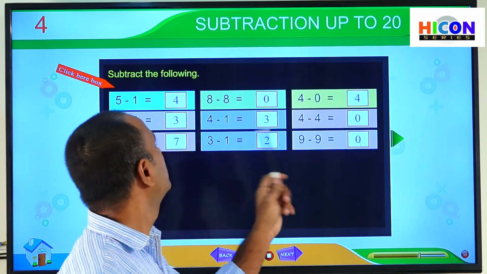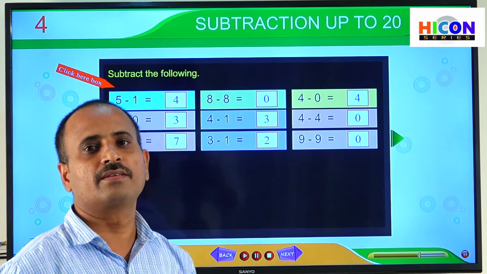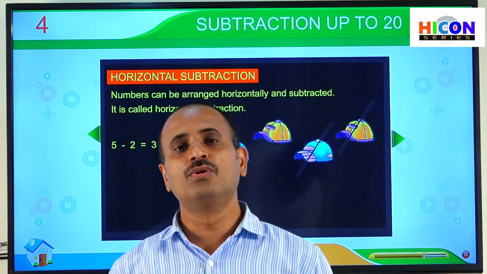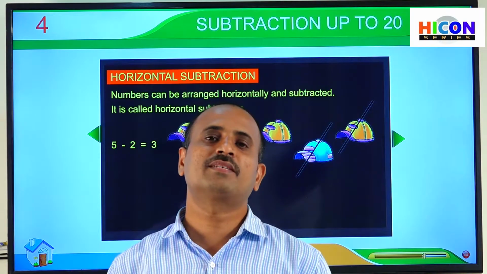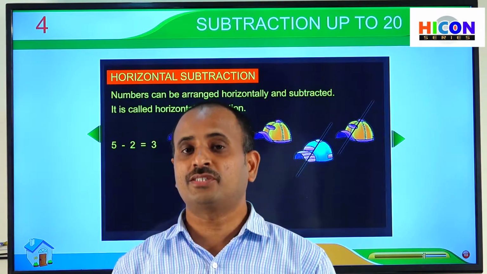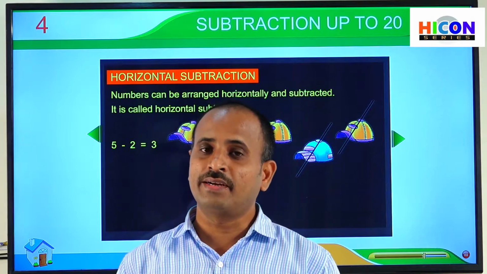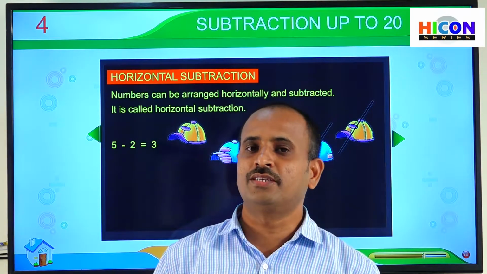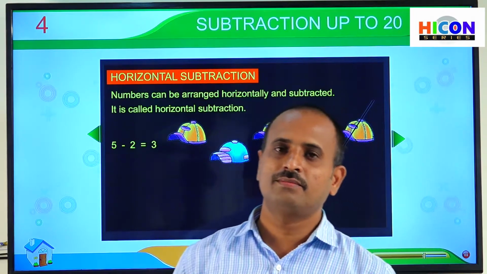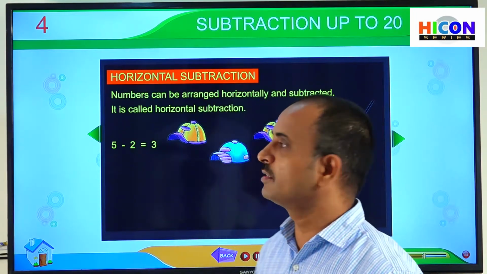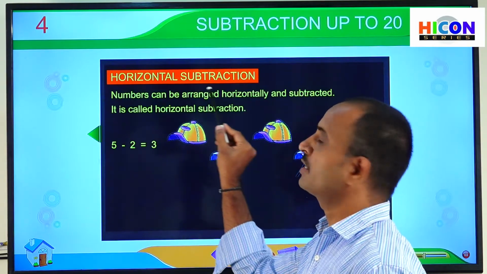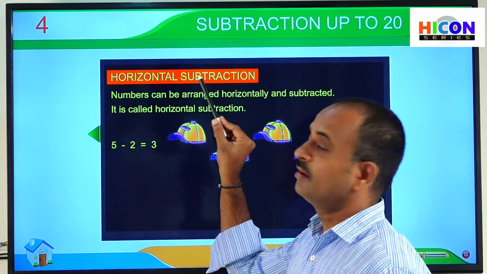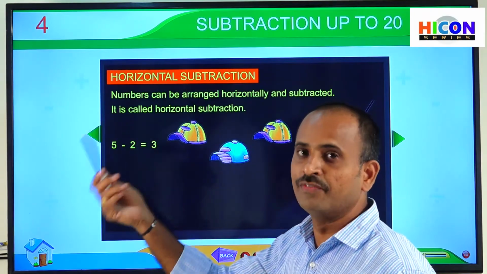So children, this is about subtraction facts. Up to now we have discussed subtraction, how to do subtraction for two numbers, and what the subtraction facts are, and we have practiced some problems on subtraction facts. Let us go to the next topic in this chapter. The next topic is horizontal subtraction, like horizontal addition in the previous chapter.